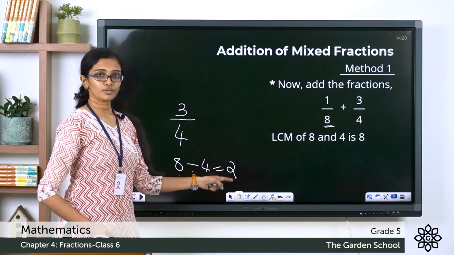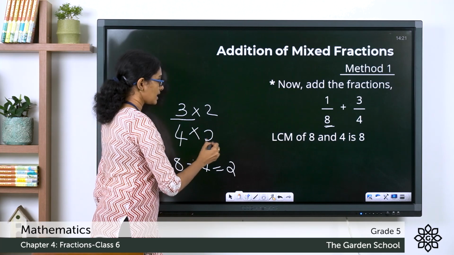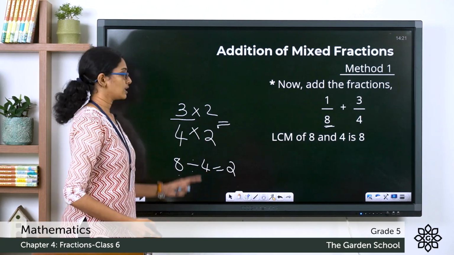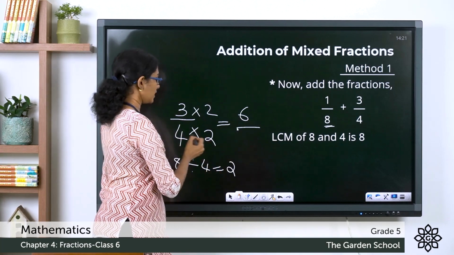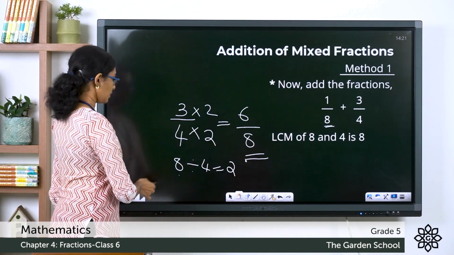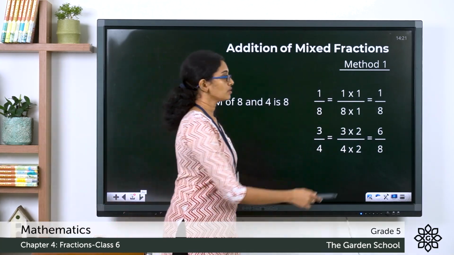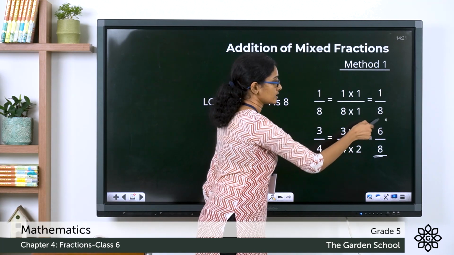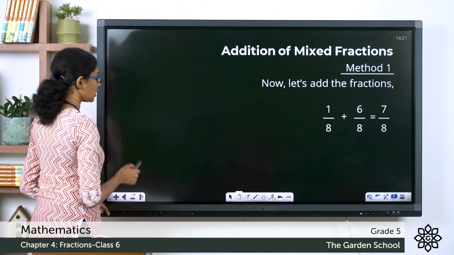Now take this 2. You have to multiply this 2 to both the numerator and the denominator. Then you get an equivalent fraction: 3 into 2 is 6, by 4 into 2 is 8. See? Now both the fractions are changed to like fractions and the denominators are the same. The denominator in both cases is the LCM we got.